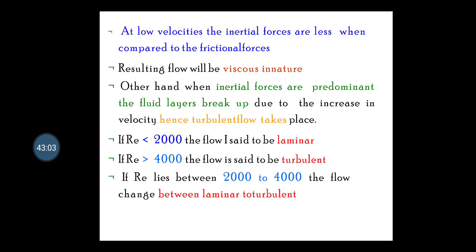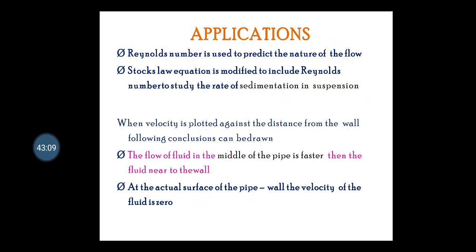We'll see in short the applications of this Reynolds number. Reynolds number is used to predict the nature of flow, obviously viscous or turbulent, in a particular set of experimental conditions. Next one is the physical stability of the suspension or the emulsion depends on the rate of settling of the particles or the globules. For the study of sedimentation of the particle, Stokes law is used.